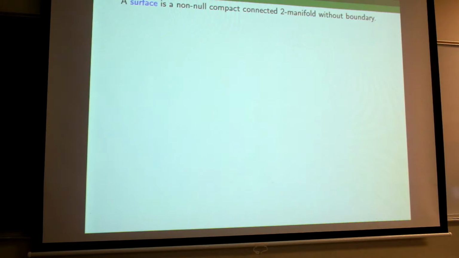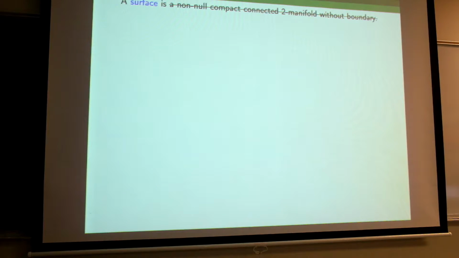Okay, so first I'll talk about what a surface is. A surface is a non-null, compact, connected 2-manifold without boundaries. And I don't like this definition because I do discrete mathematics, and I want to explain everything in terms of discrete stuff, right? Not this continuous manifold going on.